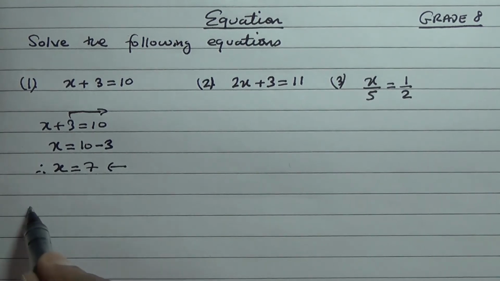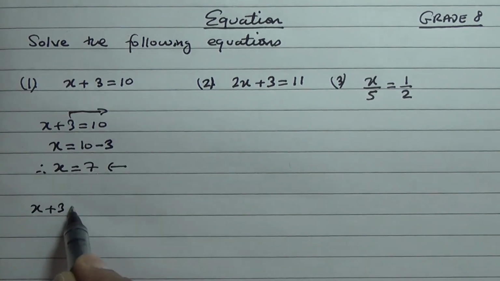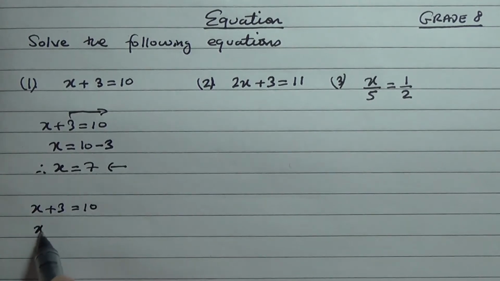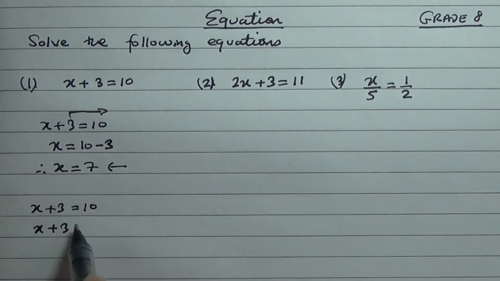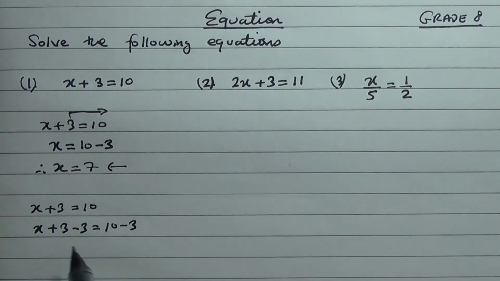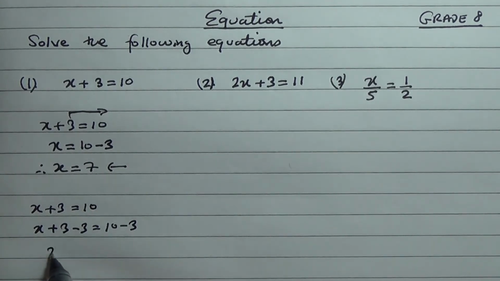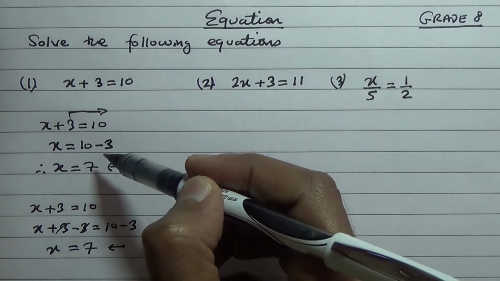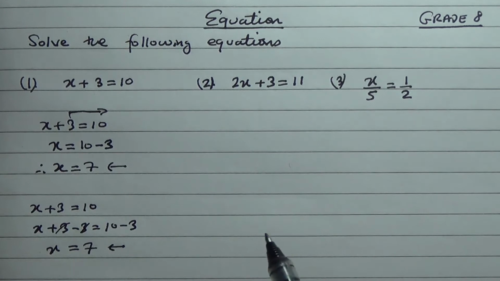You could also have said, if you want, x plus 3 is equal to 10. You say x plus 3, you don't want the 3 here, so you minus 3 on both sides. And x plus 3 minus 3 cancels out, and I'm left with 10 minus 3, which is 7 again. I think this is the shortest way to solve the equation, but both of them are alright.